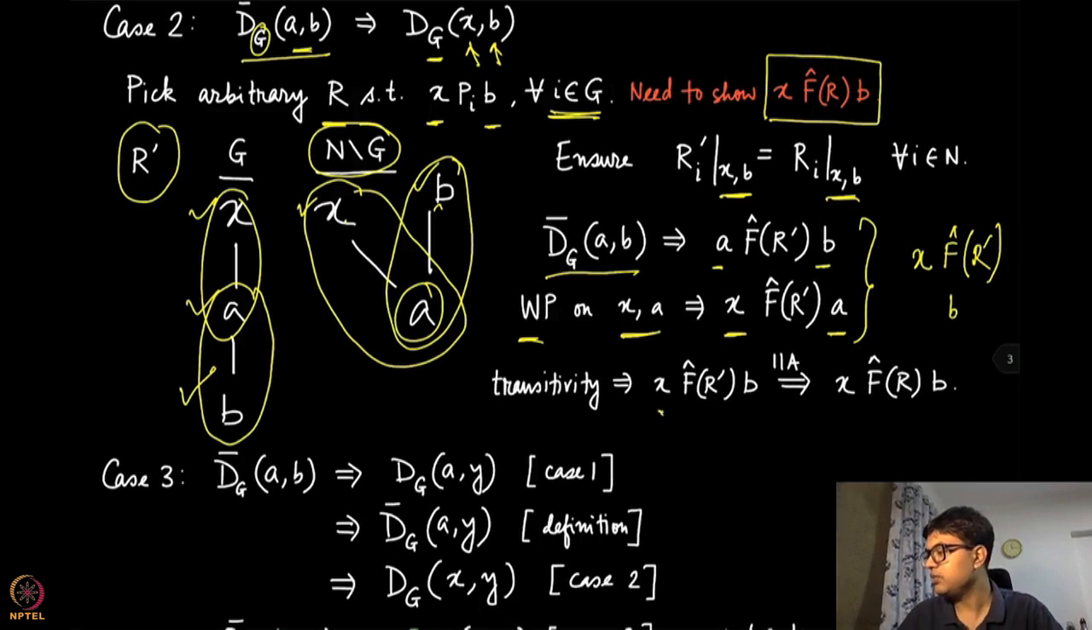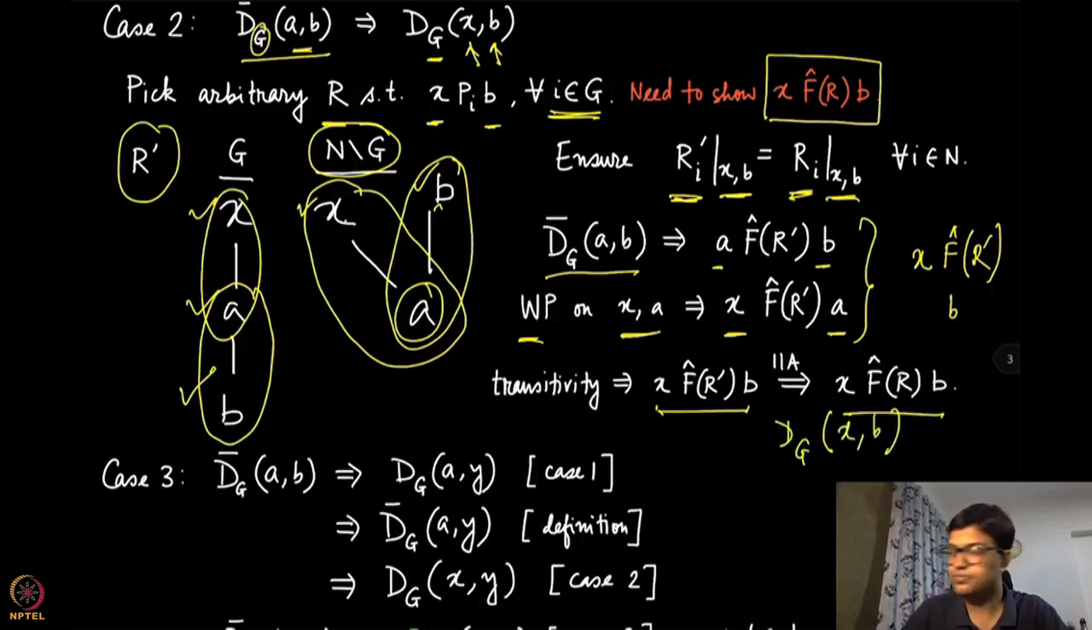Now, once we have that, and because between X and B the relative ordering over all these agents is the same in R and R prime, we can use IIA and conclude that X should be strictly above B, even in F of R. And that ends the proof. So we have already proved that this G is also decisive over X and B. That is what we wanted to prove.